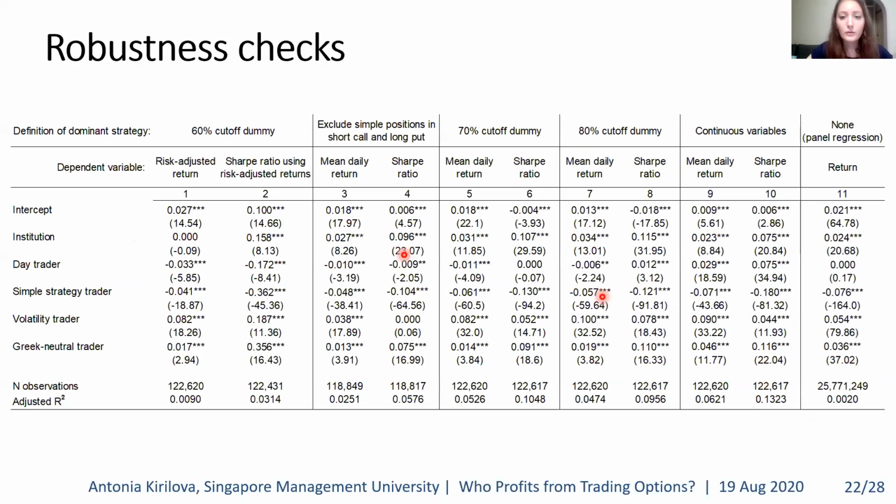And I just want to mention briefly that we do a lot of robustness checks in the paper. Most importantly, we look at risk-adjusted return. So we adjust for the market index returns as well as for implied volatility, to adjust for the volatility risk premium. And the results are the same. Qualitatively, they are consistent. We also try different cutoffs for the definition of dominant strategy. We also do a panel regression, and in all cases, the results are consistent.